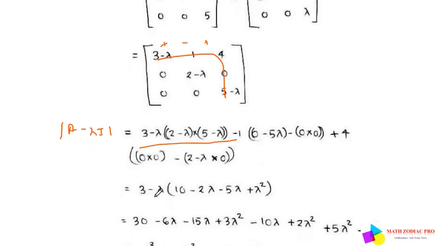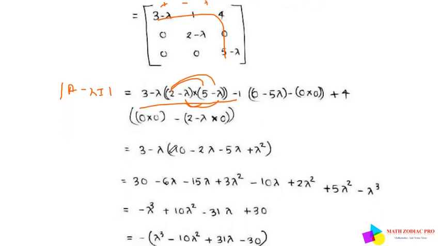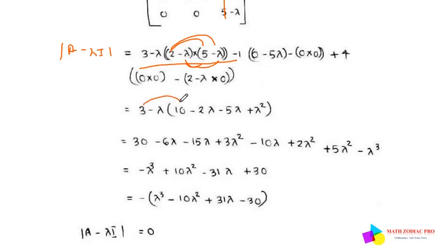So 3 minus lambda into, 2 into 5 equals 10, and 2 into minus lambda equals minus 2 lambda. Next, minus lambda into 5 equals minus 5 lambda, and minus lambda into minus lambda equals plus lambda square. Now multiplying by 3 minus lambda: 3 into 10 equals 30, 3 into minus 2 lambda equals minus 6 lambda, 3 into minus 5 lambda equals minus 15 lambda, 3 into lambda square equals 3 lambda square. Next, minus lambda into 10 equals minus 10 lambda, minus lambda into minus 2 lambda equals plus 2 lambda square, minus lambda into minus 5 lambda equals plus 5 lambda square, and minus lambda into lambda square equals minus lambda cube.